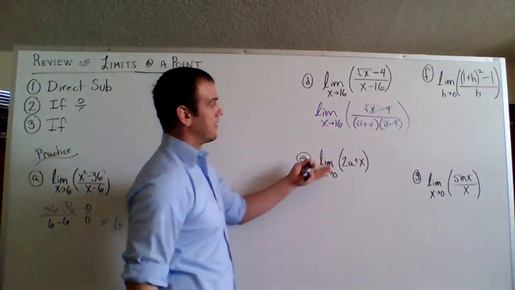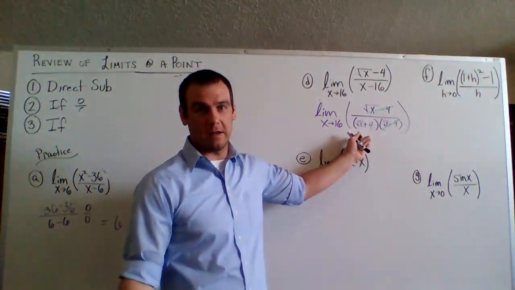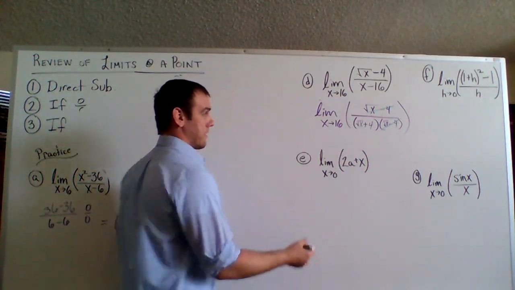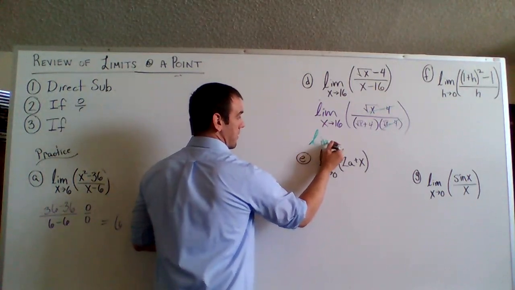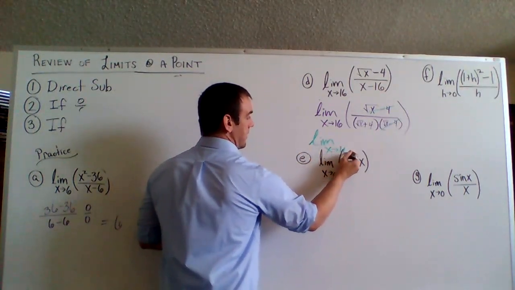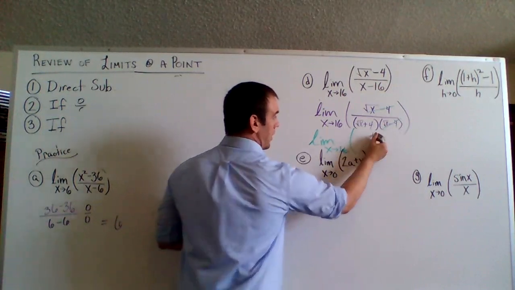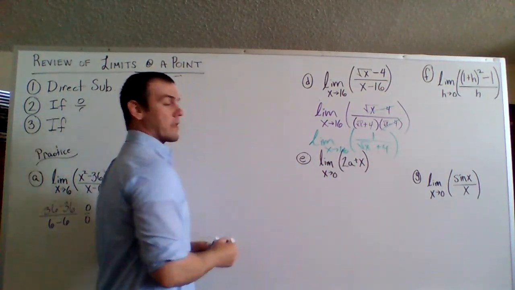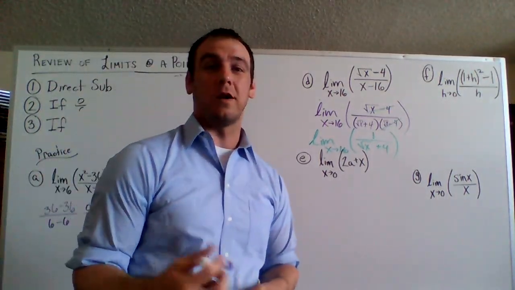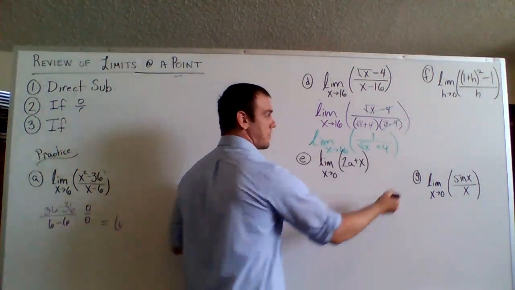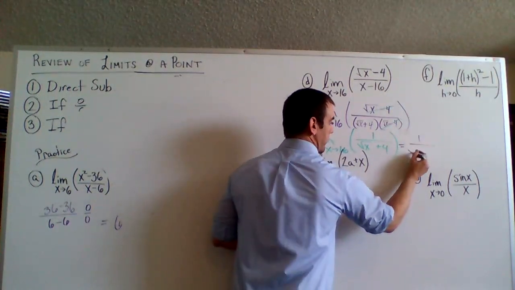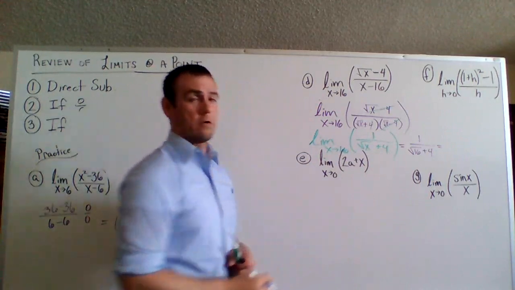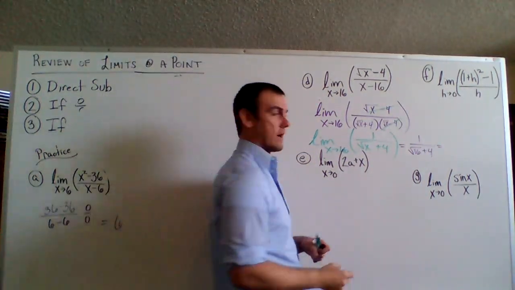Now be careful that you keep this in your denominator, right? Because a lot of students will end up bringing this up to the top now. That is not correct. This is the limit as x approaches 16 of 1 over the square root of x plus 4. Okay, at which point we can just do our direct sub, plug in 16. So we get 1 over the square root of 16 plus 4, which is 1 over 4 plus 4, which is 1 over 8.